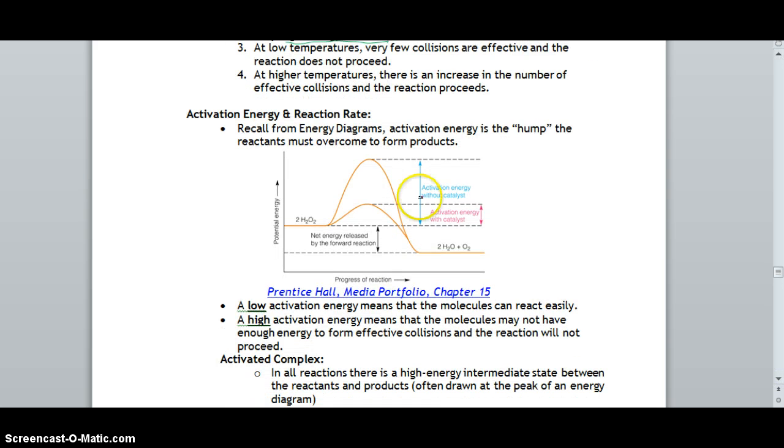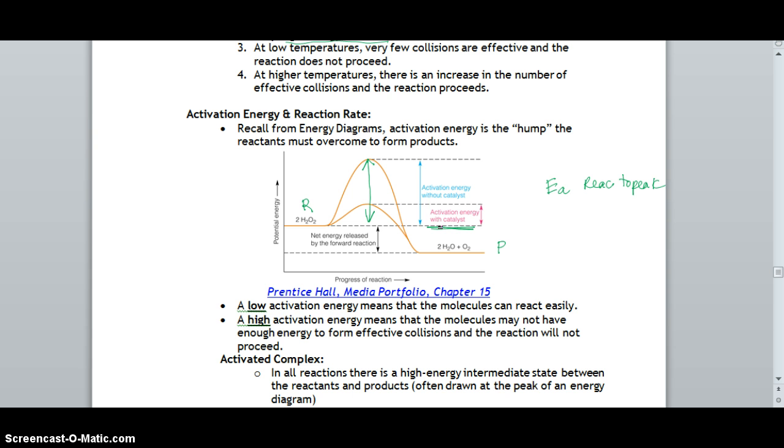In our thermo unit, we looked at energy diagrams like this one, and we talked about the fact that reactants are always on the left-hand side, products are always on the right-hand side, and activation energy is always measured from the reactants to the peak. So if I wanted to measure activation energy, there it is. Now, they've shown this decreased hump, and that would be the energy diagram for the catalyzed reaction.